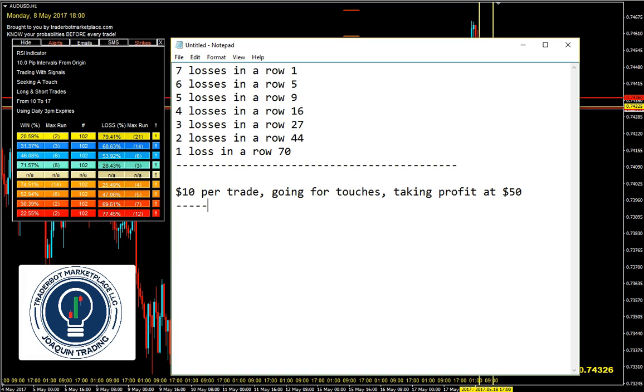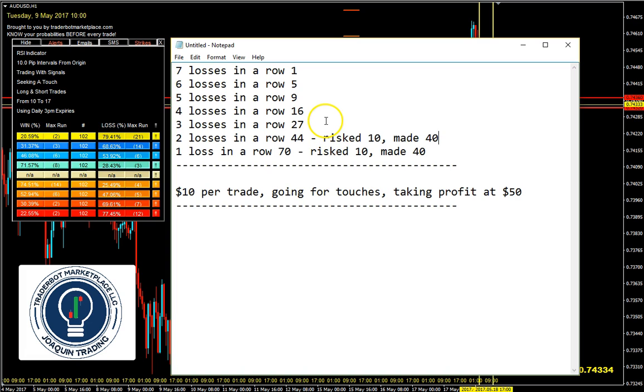There we go. Okay, so let's go up here to one loss in a row. Now, if you took a trade and you made money on your very first one, you risked 10, made 40, because you put up 10, got up to 50, took profit, you made $40 profit. Okay. Now, if that didn't work, you can do this again on your next trade. Risk 10, made 40.